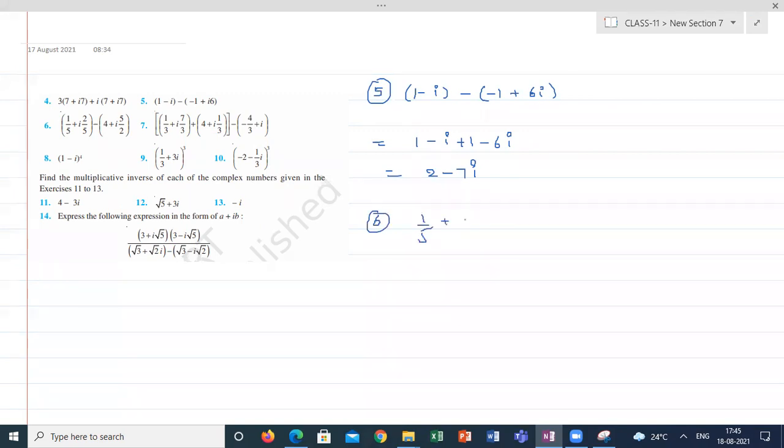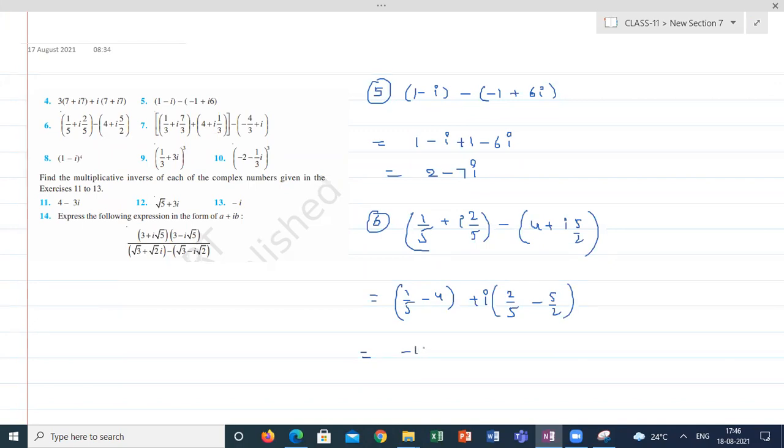Sixth one. 1 by 5 plus i into 2 by 5 minus 4 plus i 5 by 2. This is also 1 by 5 minus 4 plus i, if I am taking common, 2 by 5 minus 5 by 2. What is the final answer, guys? Minus 19 by 5 plus i into minus 21 by 10. Is it minus 21 by 10?